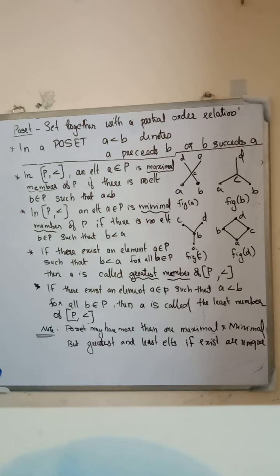If A is maximal, there is no other element that succeeds A. Then A is the maximal element. Or, if A is not a predecessor of any other element, then also A is maximal.